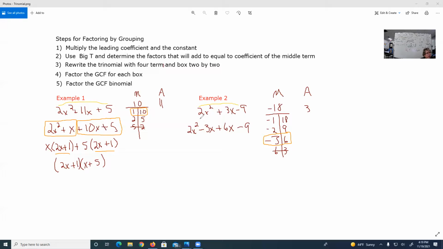Now we do the box, 2 by 2. So let's box that 2 by 2. Now we're done with step 3. Step 4, we now start to do some GCF for each box. So look at this box. We're seeing an x in common. That gives us a 2x minus 3. And then over here, we see a positive 3. So I'll put a plus 3 out here. And that gives me a 2x minus 3 as well.